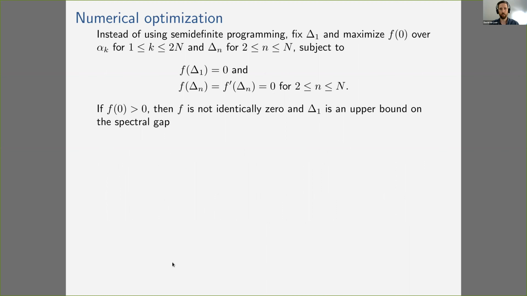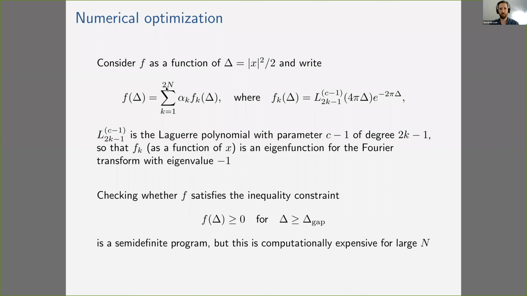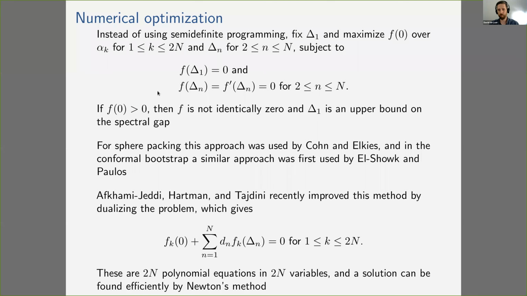Let me just show you this sum. Here we have 2n. We truncate here to have 2n terms, and that corresponds to needing in the dual n of these Dirac point measures. These are the constraints we get. And then, performing some small trick, these become 2n polynomial equations in 2n variables. It also turns out that you can solve this efficiently by Newton's method.